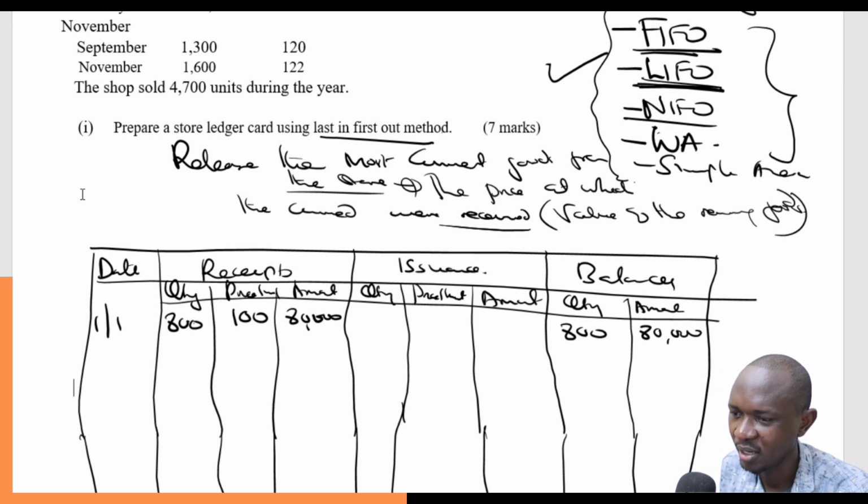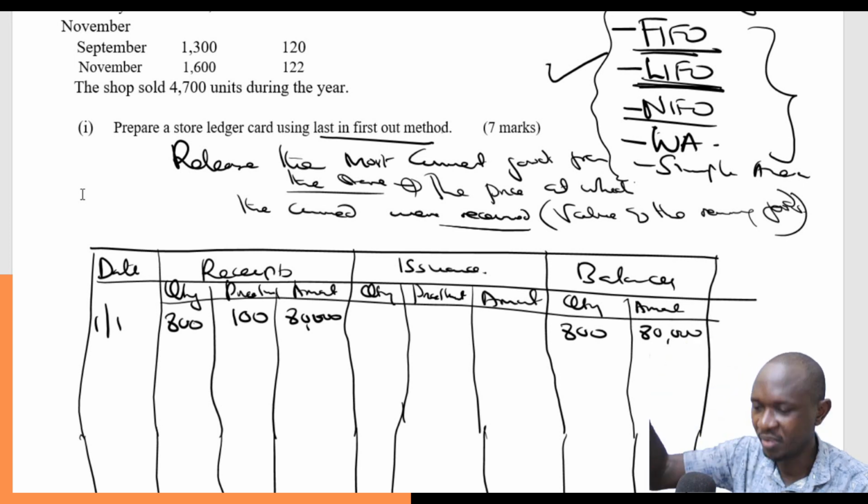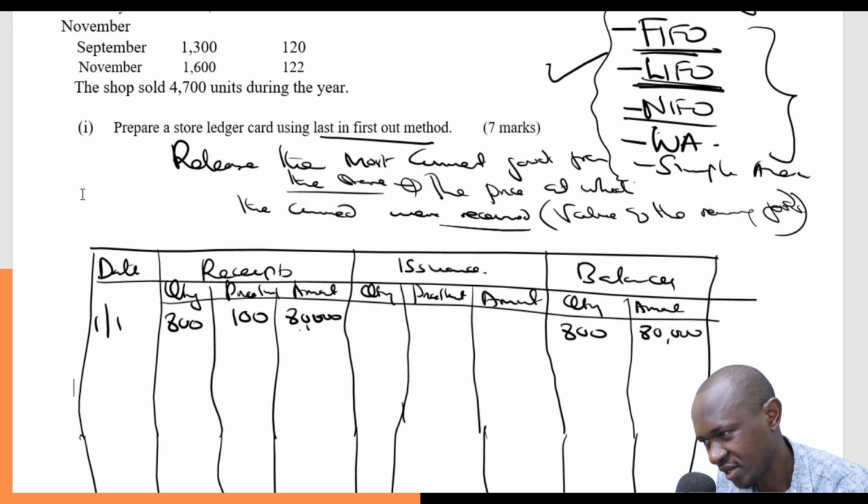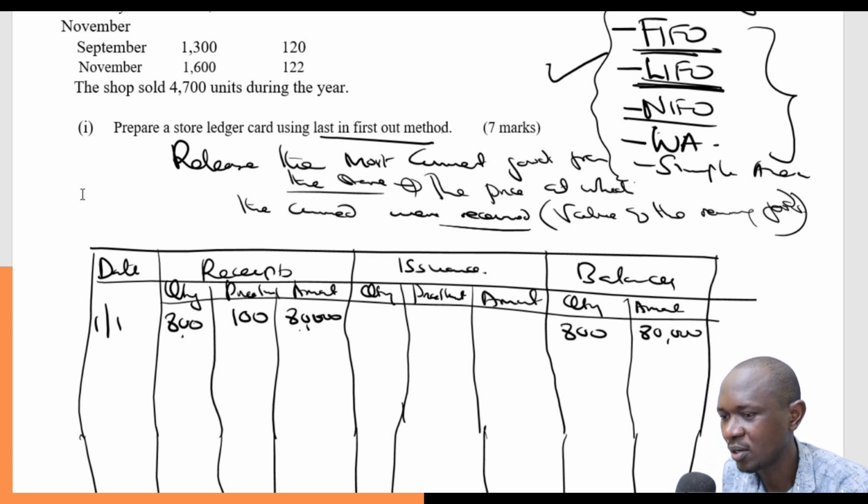So that's how it will be. We have assumed that we received this, of course, from the previous year. We received 800 pieces at 100 each, totaling, if we multiply the two, 80,000. We've not issued, so at the end of the day, we'll have the same quantity and the same amount that we had here.